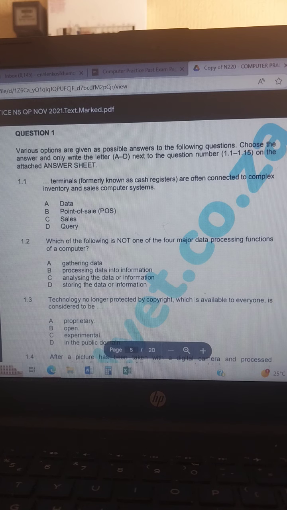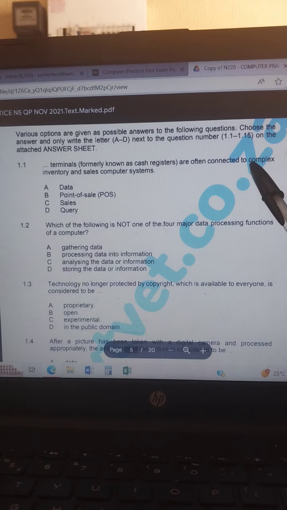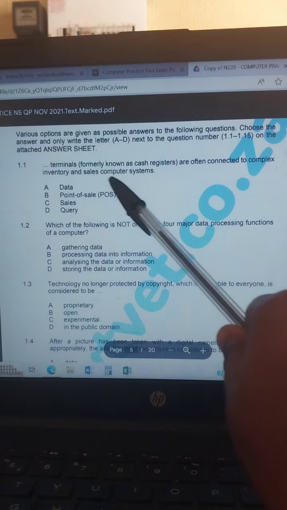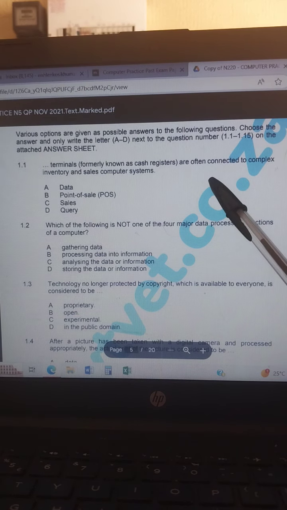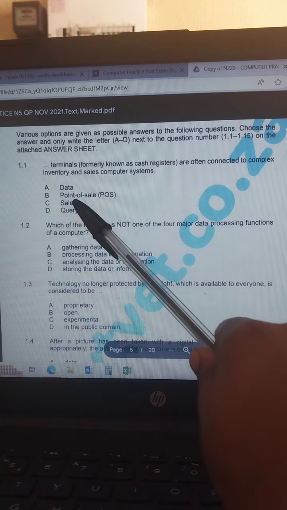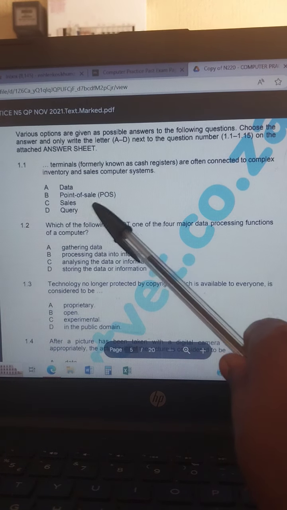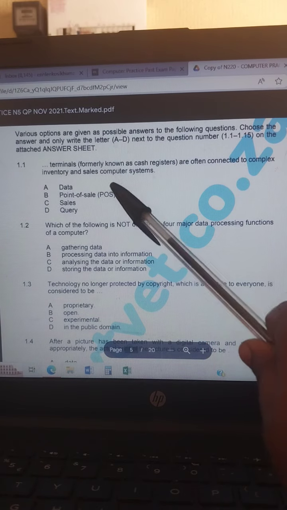The first one is: terminals, formerly known as cash registers, are often connected to complex inventory and sales computer systems. So our answer here is point of sales, POS. It's not data, it's not sales, it's not query, it's point of sales.